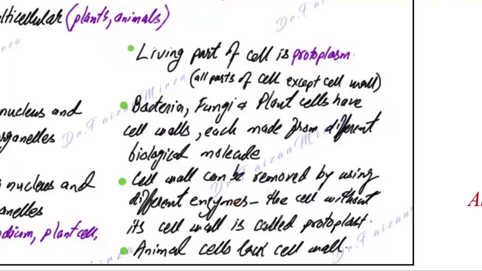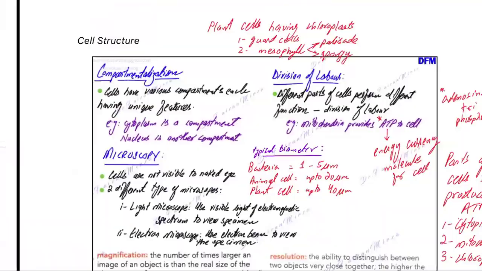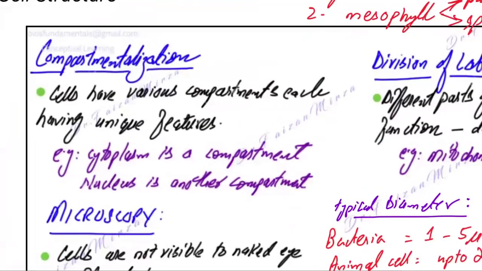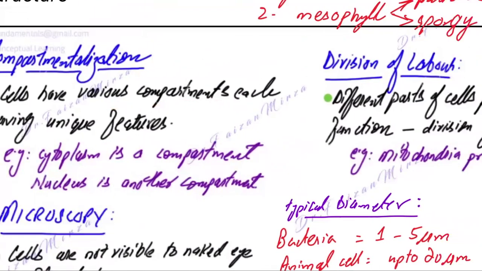The cell wall can be removed using enzymes, and whatever is left behind after removal of the cell wall from the cell is called a protoplast. An animal cell itself is a protoplast because it lacks the cell wall altogether. In our cells, we see compartmentalization, which means that we have various compartments in our cells, and there are some unique features in the cell. For example, cytoplasm and nucleus are different compartments.